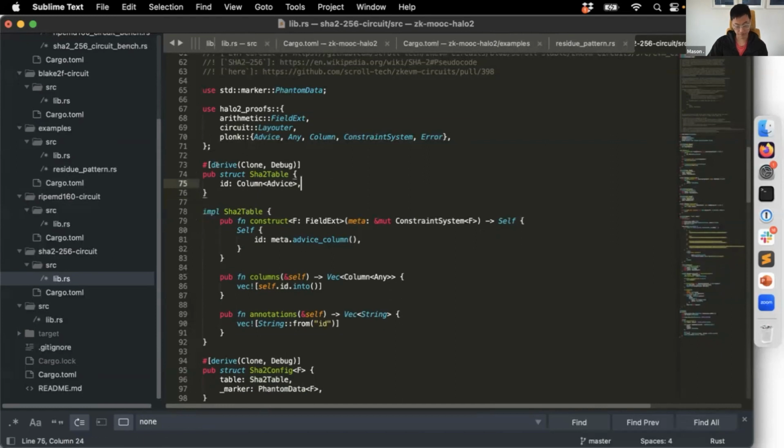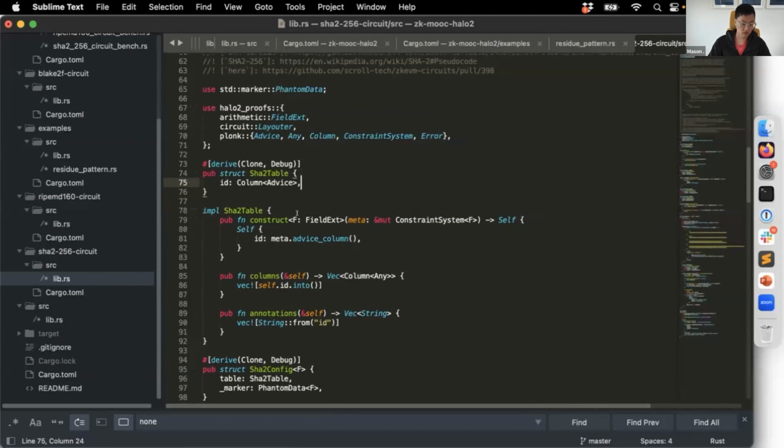And then the SHA-2 table has this construct function, which gives you all the columns that you need, and just returns the columns in it. And then the annotations, which has the names that I want to give the columns. This is a helper function so that when lookups aren't satisfied between the sub circuits and the EVM circuit, you get helpful error messages.